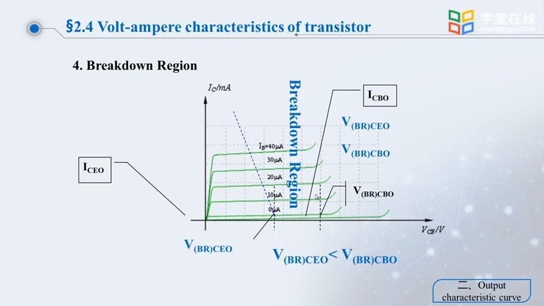The other voltage parameter is when IE is equal to 0. With the increase of VCE, when the collector junction breaks down, the corresponding breakdown voltage is V(BR)CBO. This is its other breakdown voltage. When these two breakdown voltages are compared, usually V(BR)CEO is less than V(BR)CBO.